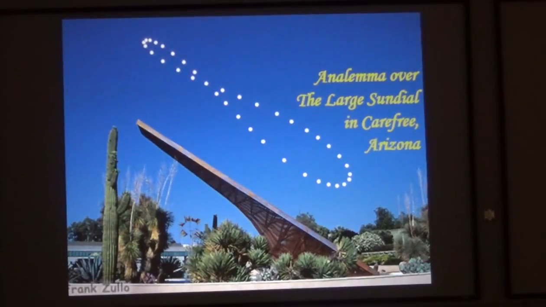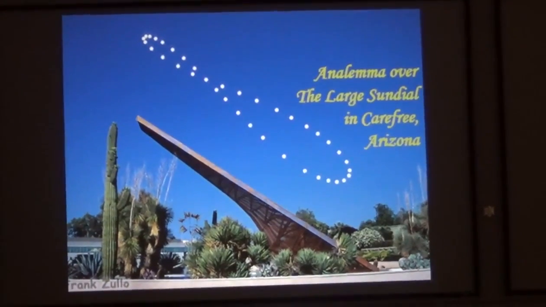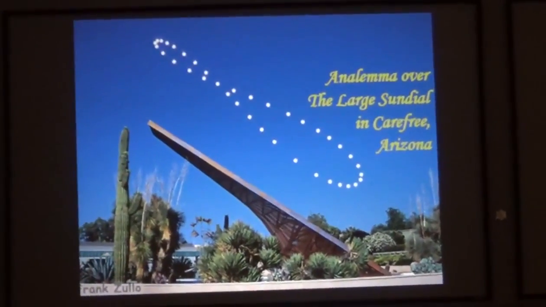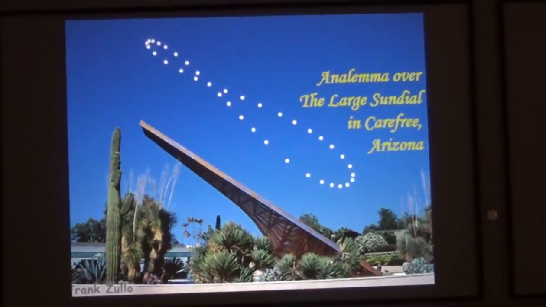And there's an example of an Analemma. We'll be explaining how to get that Analemma and what it means. Underneath that Analemma, you'll see a very big sundial. It's called the Large Sundial in Berkeley in Arizona. I thought it was kind of a neat picture.